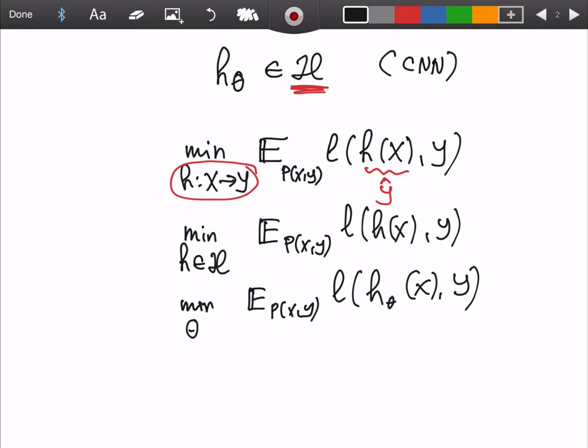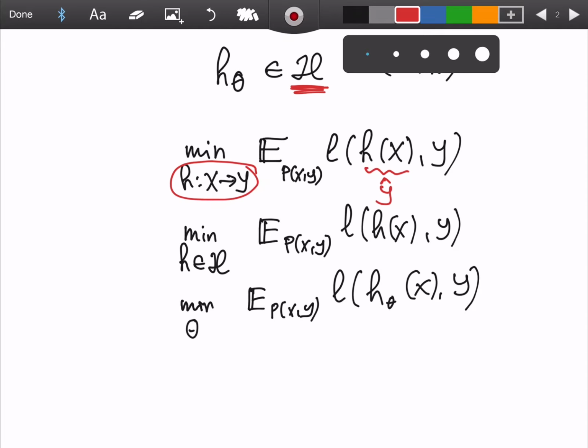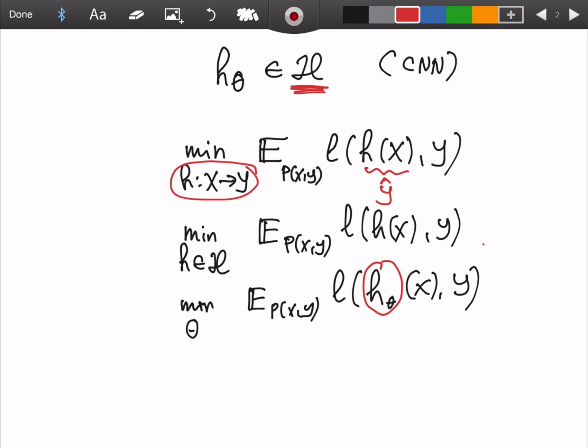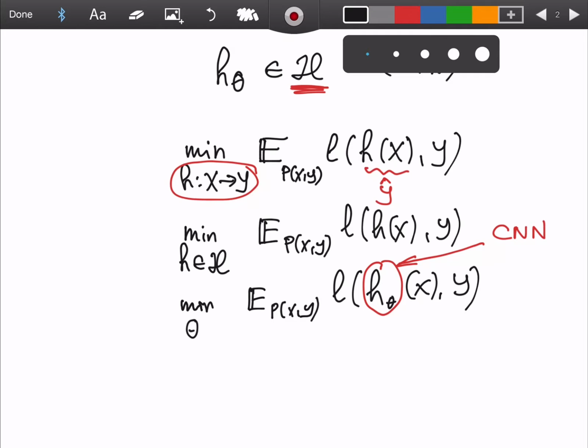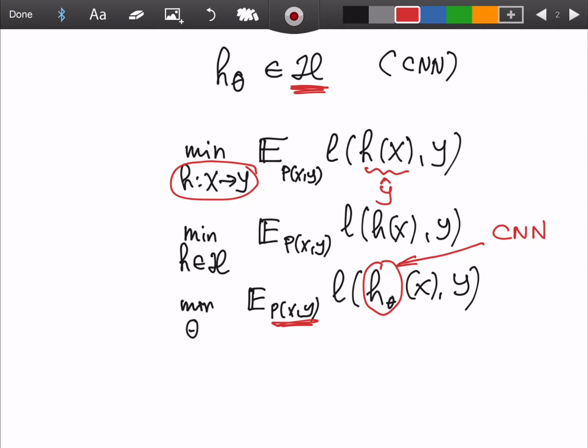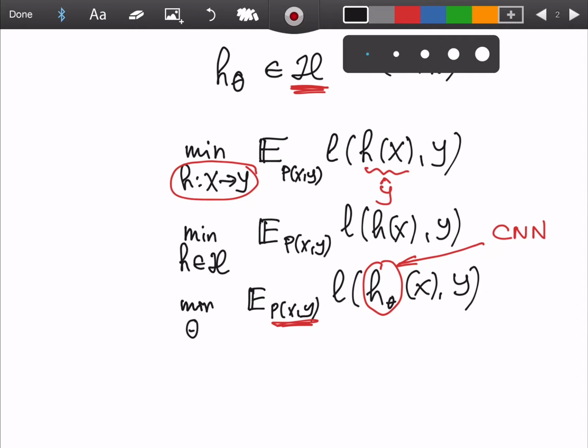And this is your CNN, right? So basically all the complexity of your model goes here. This is your CNN or ResNet or whatever form of your hypothesis you elect to work with. Okay? But we know that we cannot solve this problem either, right? We don't have access to this distribution. We don't know it. So we cannot really compute this expectation.